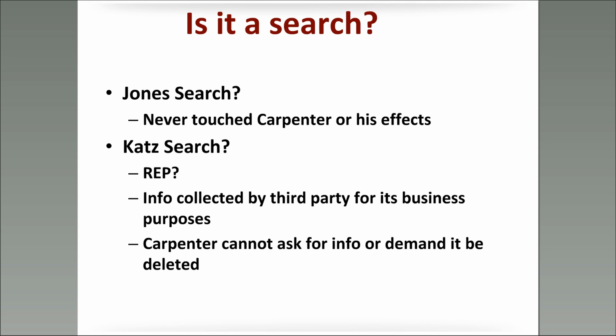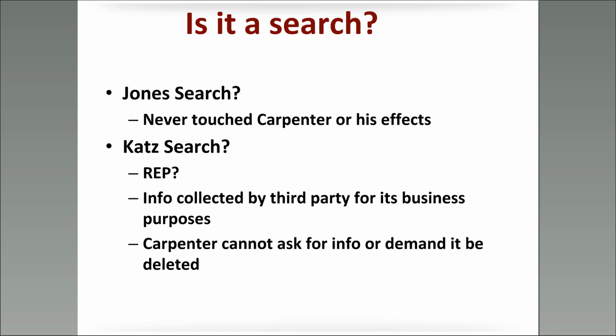But here, Katz didn't seem to apply either, because the general rule was once an individual gives up information to a third party, they lose their Fourth Amendment protections because they can't expect privacy in something voluntarily given to another. And here Carpenter exposed his location to the phone company, and the phone company collected records of where he was, and stored it in their business files. And Carpenter didn't have an expectation of privacy because the phone company could go in those records anytime they wanted to. And so it didn't really fit as a Katz search either.